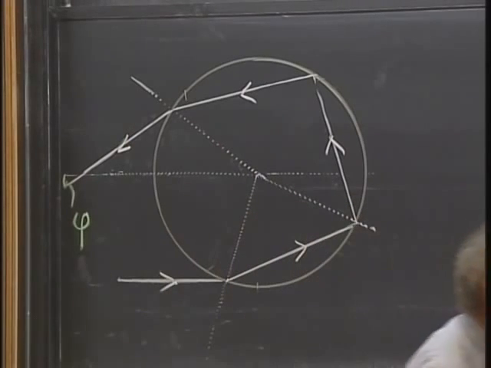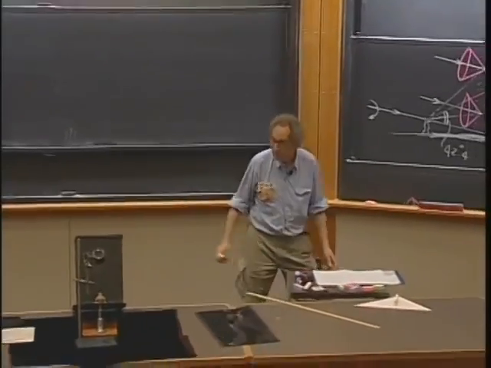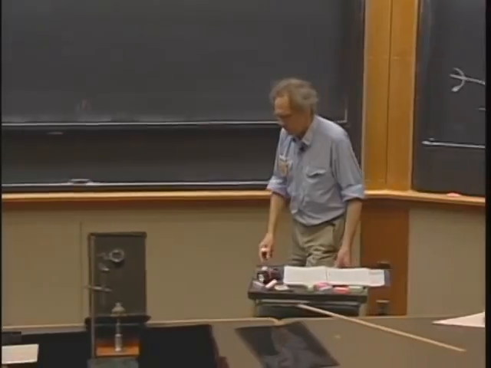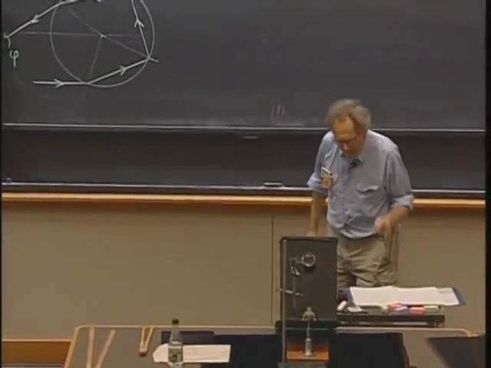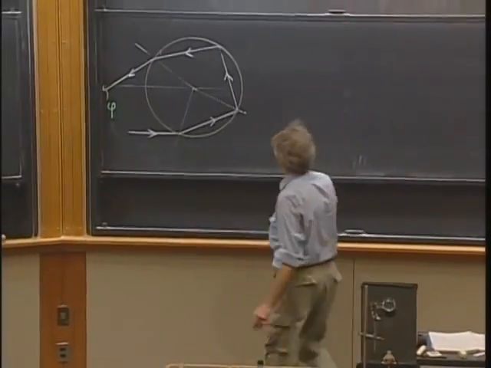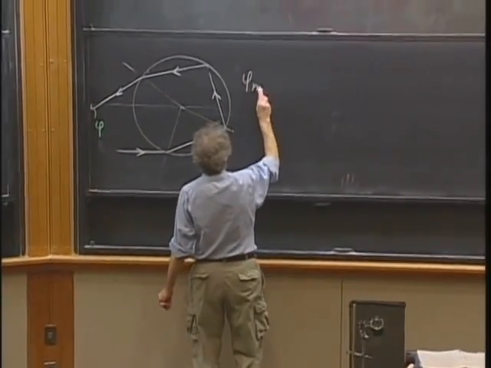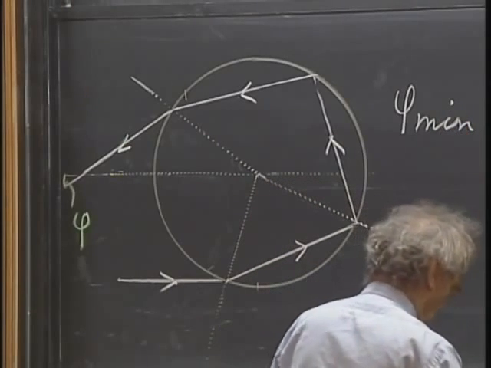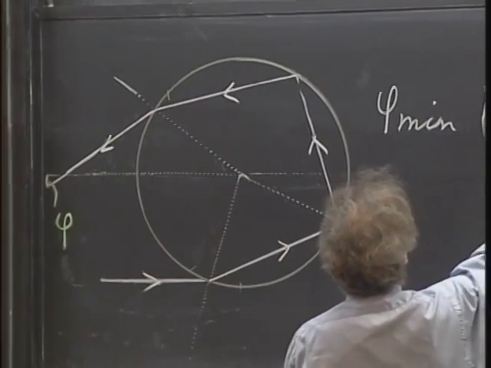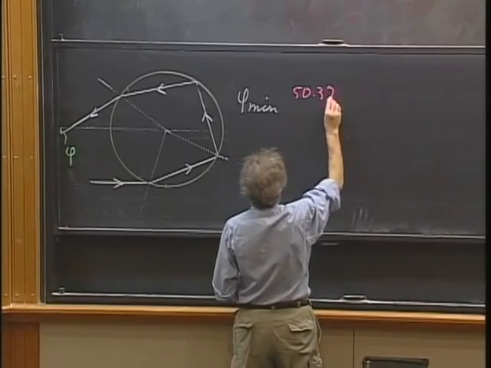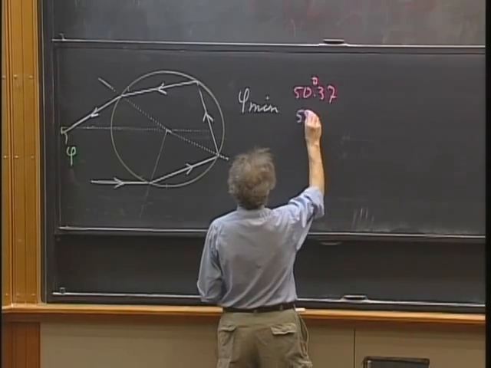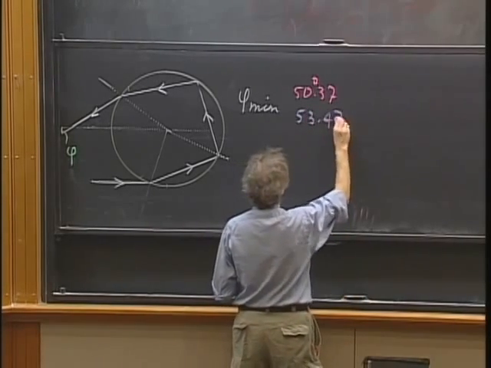If you do your homework the same way that I have done for the primary, you will see that now there is not a maximum value, but there is now a minimum value for phi. So now we have phi minimum. And the values for phi minimum for the red light is 50.37 degrees. And for the violet light, it is 53.47 degrees.